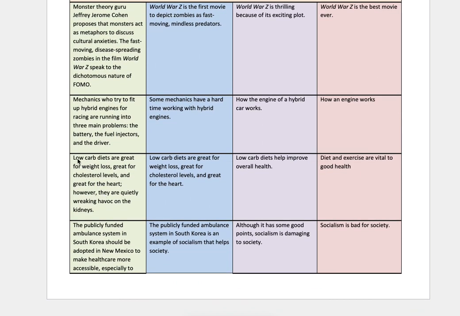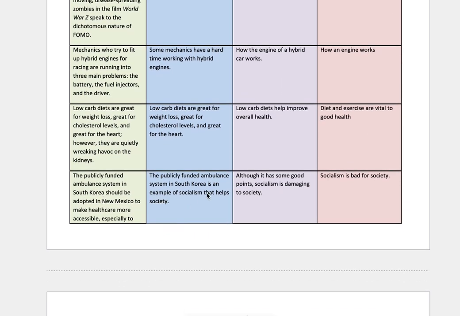Down here, we have something that could work again for either a research paper or an argumentative paper. Low carb diets are great for weight loss, great for cholesterol levels, and great for the heart. However, they're quietly wreaking havoc on the kidneys. So in this case, you would add in something like, and so they should be treated with moderation. That's an argument for this kind of topic.